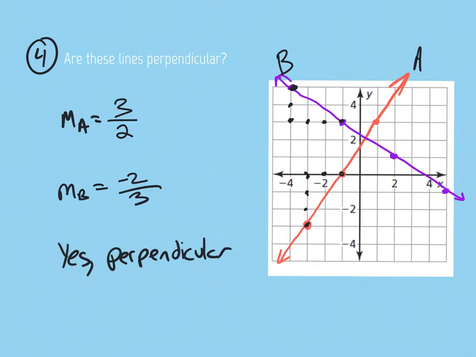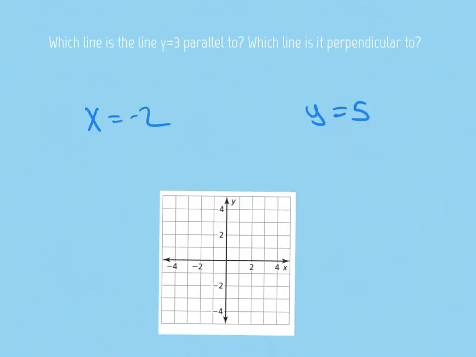Okay, one more problem. Here, let's see, this is problem 5, I think. Which line is the line y equals 3 parallel to, and which one is it perpendicular to? And your options here are x equals -2 and y equals 5. Okay, so I want to know y equals 3 is parallel to and perpendicular to.